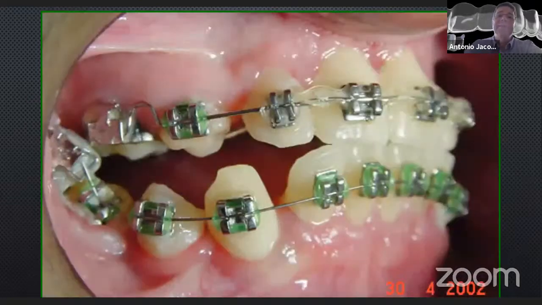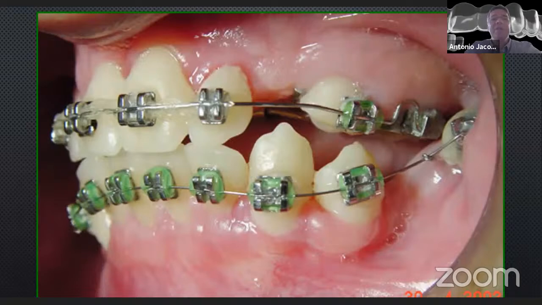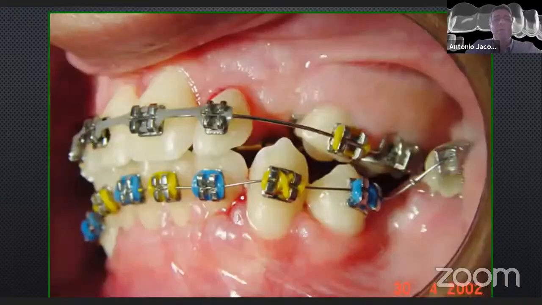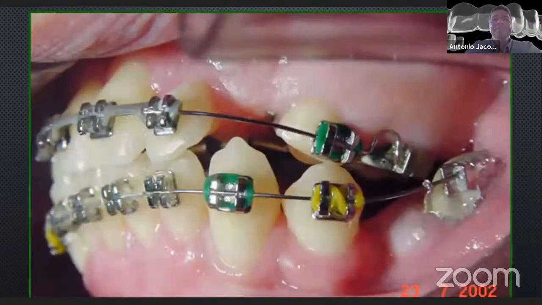You can see that the position of the bracket is not perfect because we bonded on the surgery, and at that time I can change the position of the bracket, and that's what we did. You just change the position of the brackets to bring the teeth into their proper inclination. You can see that the molars are erupting as well.